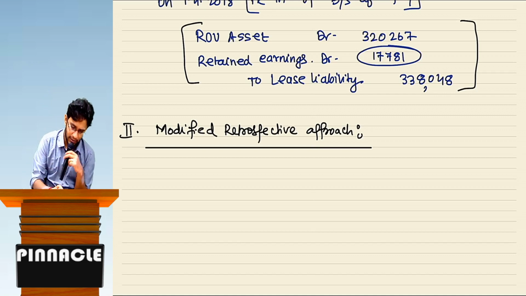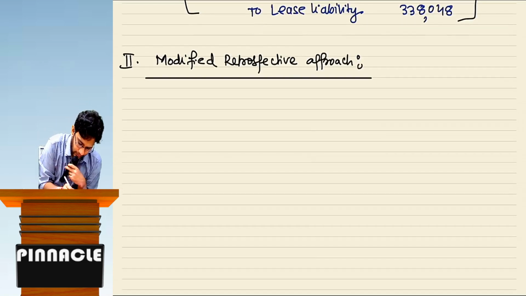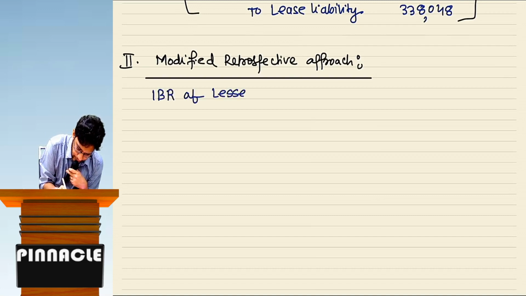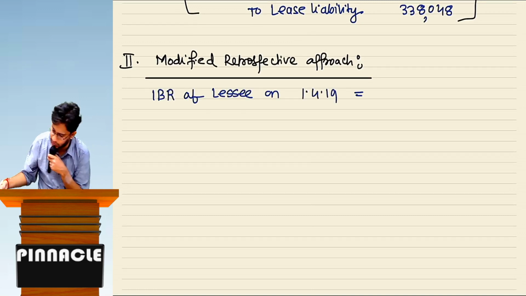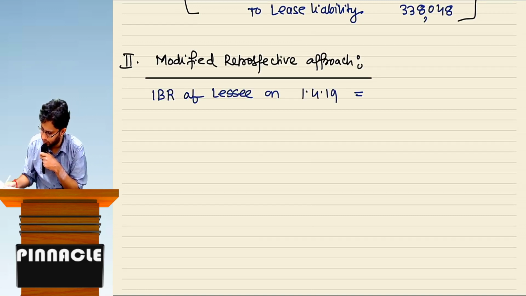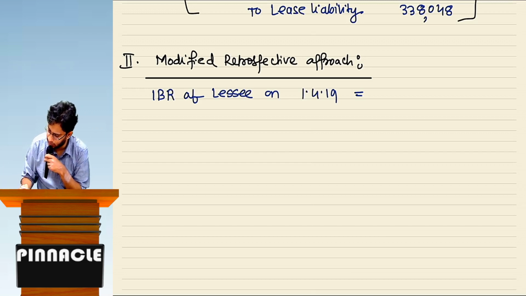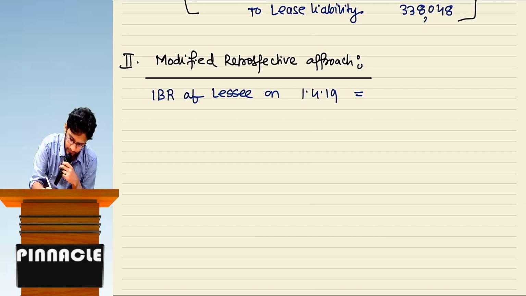Let's first do that. Up to here, IBR of lessee on 1/4/19 is equal to how much did they give you? Check it and tell. 10%. Okay.